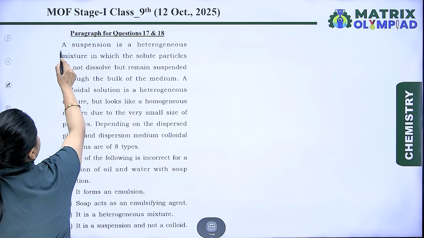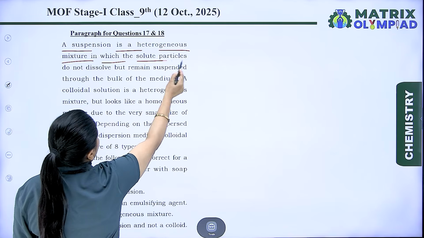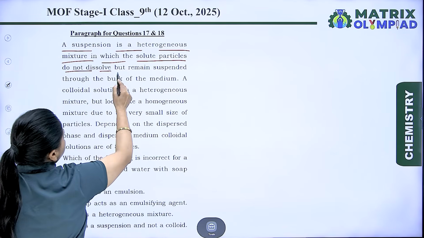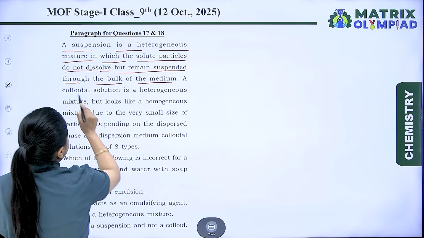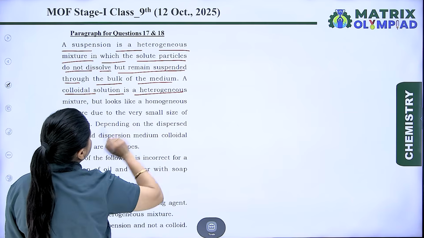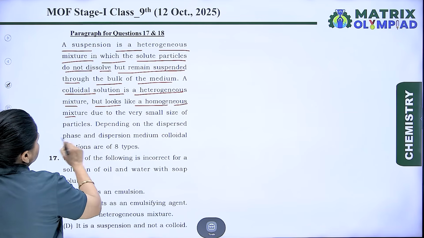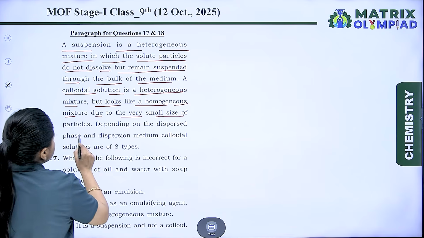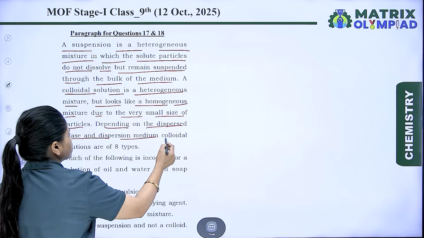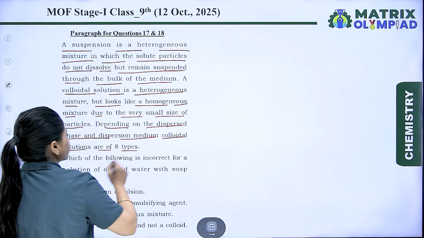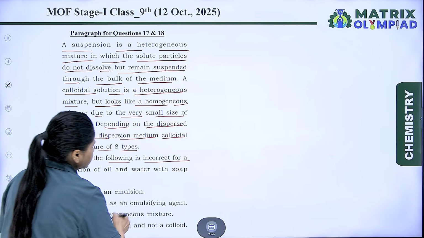Paragraph based. A suspension is a heterogeneous mixture in which the solute particles do not dissolve but remain suspended throughout the bulk of the medium. A colloidal solution is a heterogeneous mixture but looks like a homogeneous mixture due to the very small size of particles. Depending on the dispersed phase and dispersion medium, colloidal solutions are of 8 types. Let's take the question. Which of the following is incorrect?